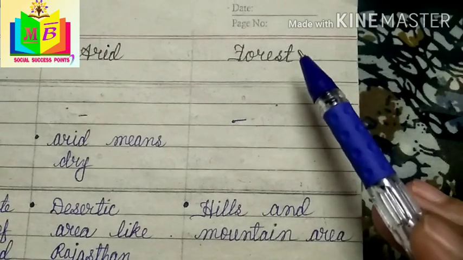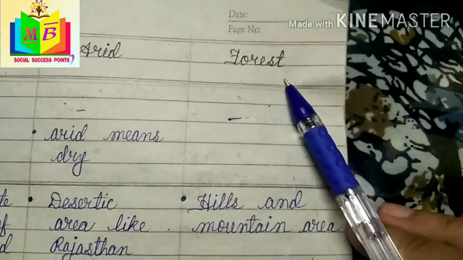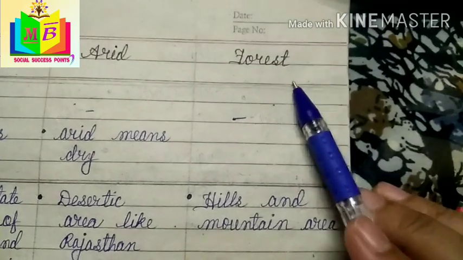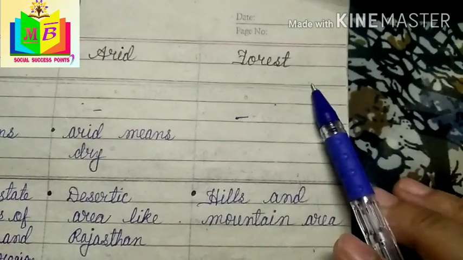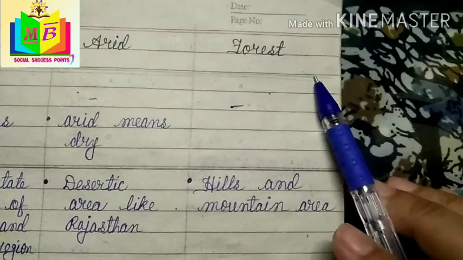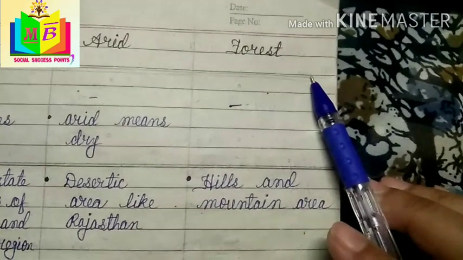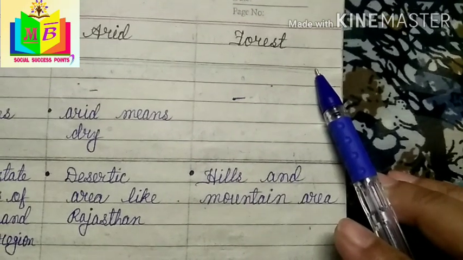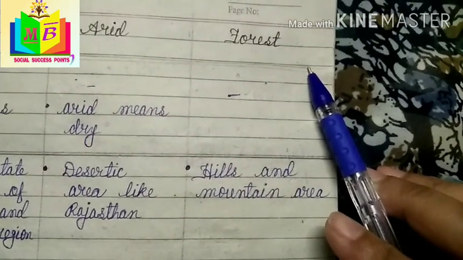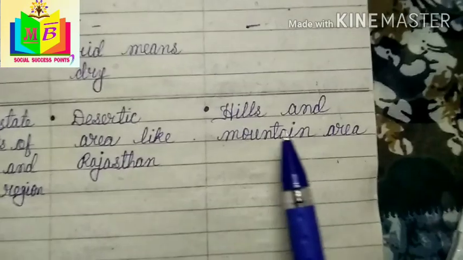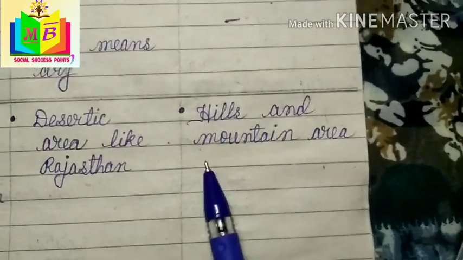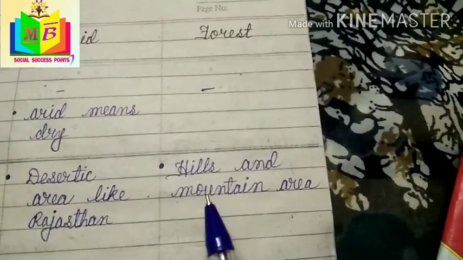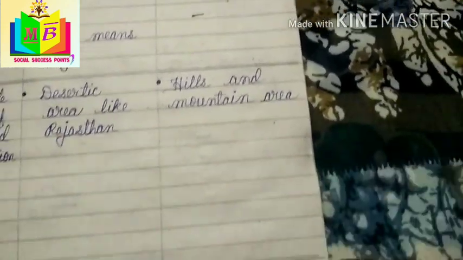At the last we will see forest soil. Okay, dear students, forest soil forms where it is not too hot and not too cold. Soil that formed under deciduous forests are very fertile and productive agricultural land because of the decomposing leaves at the soil surface. It is found in hills and mountain areas.